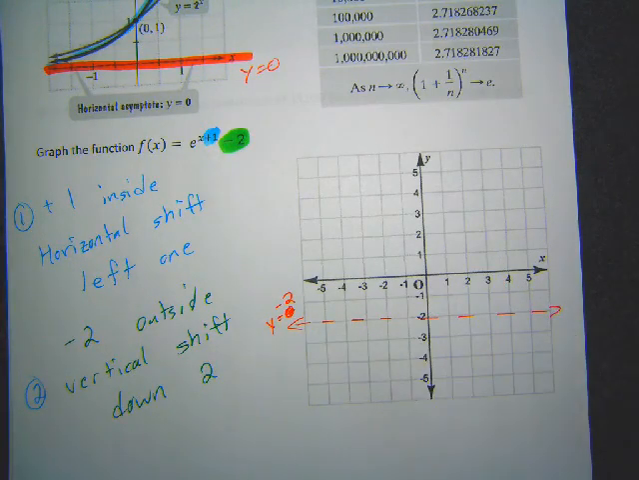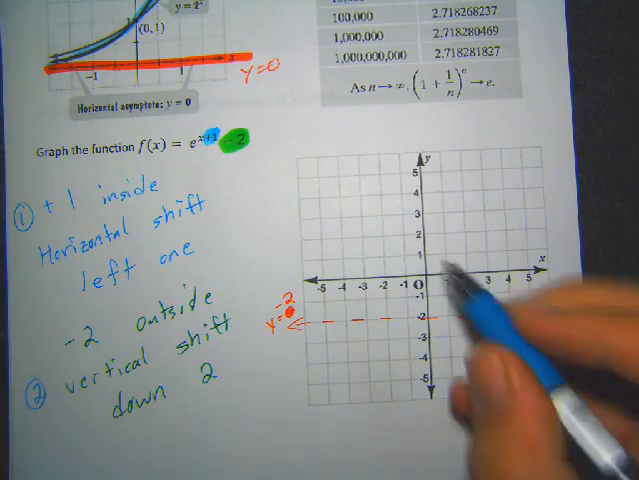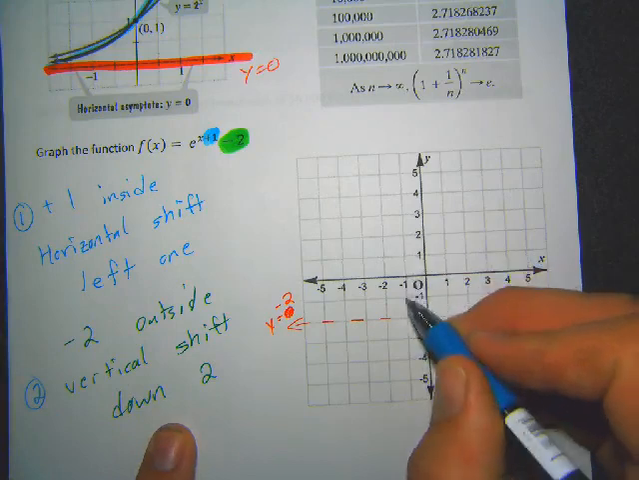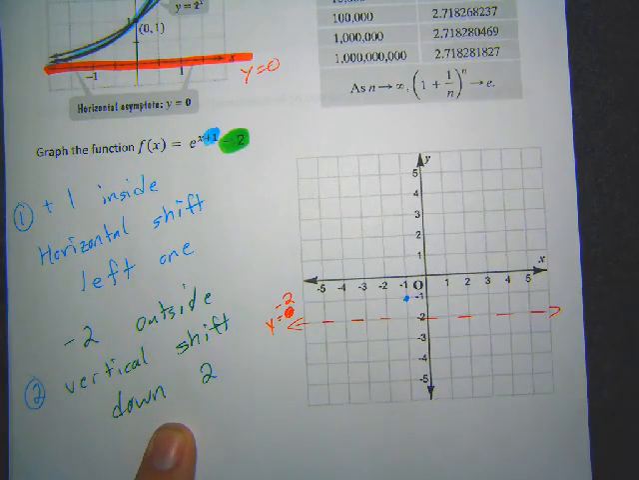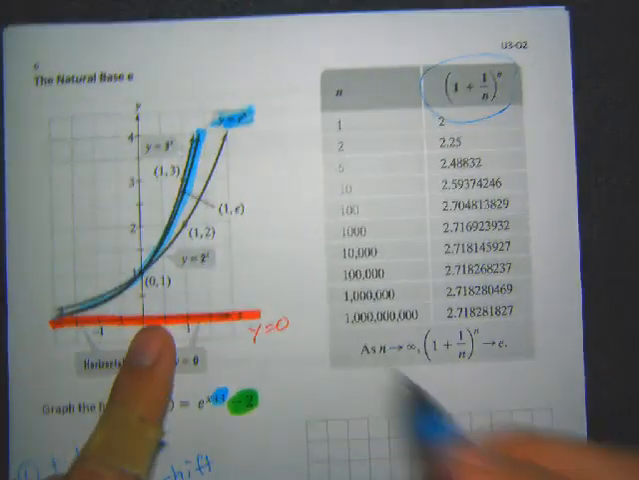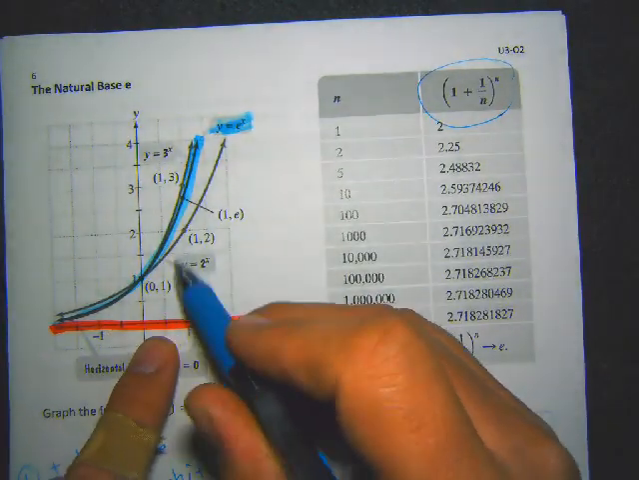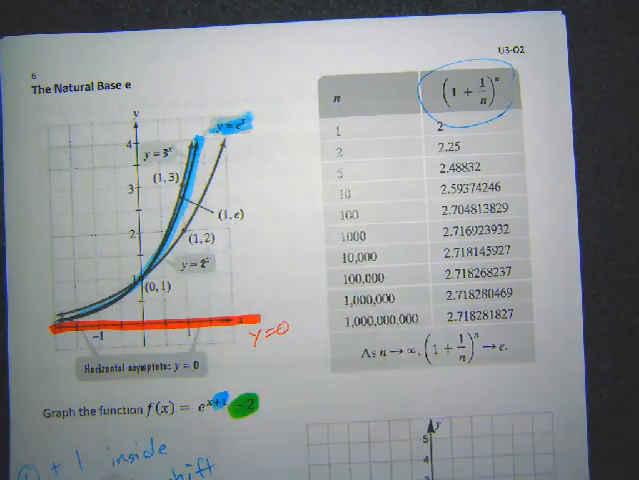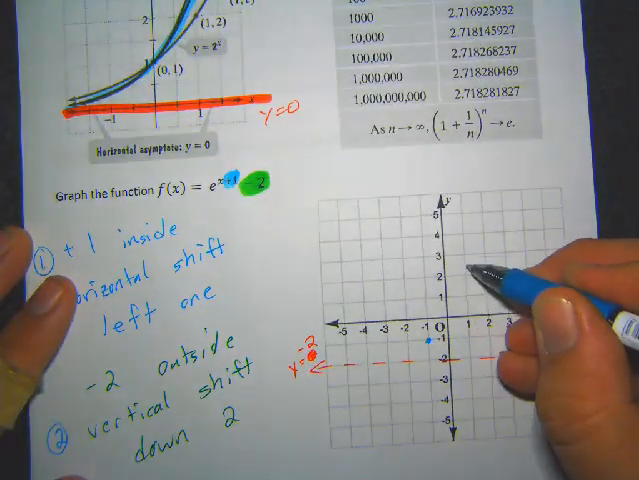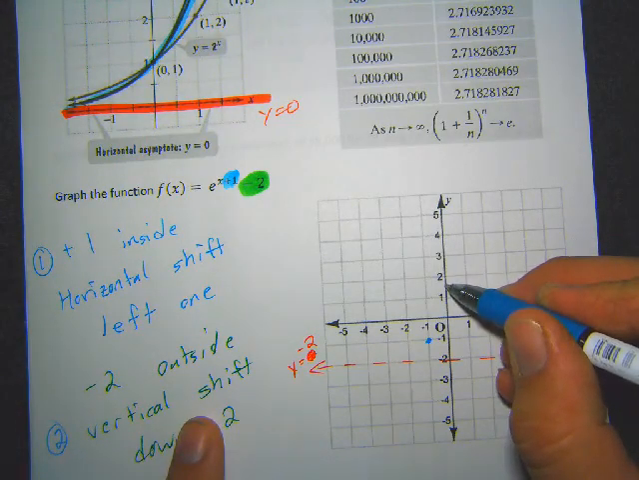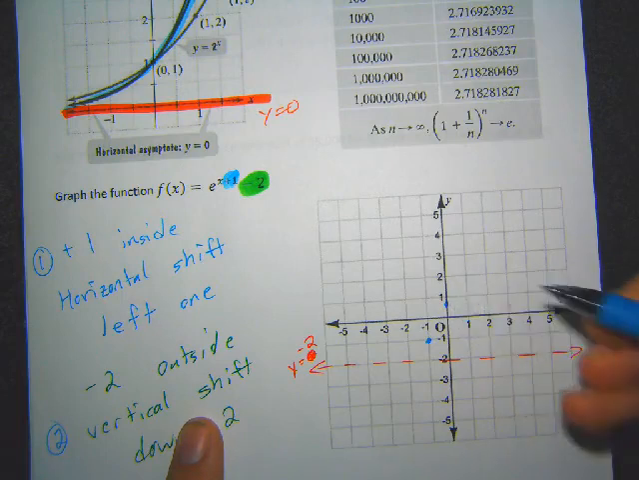Also, we always have that 0, 1 point, so if we take this and shift it to the left 1 and down 2, it ends up there. If I do 1, that would give me e, so 1, e would be a point on this graph. At 1, it should be about 2.7. But here, if I shift it to the left 1 and down 2, it's about there.